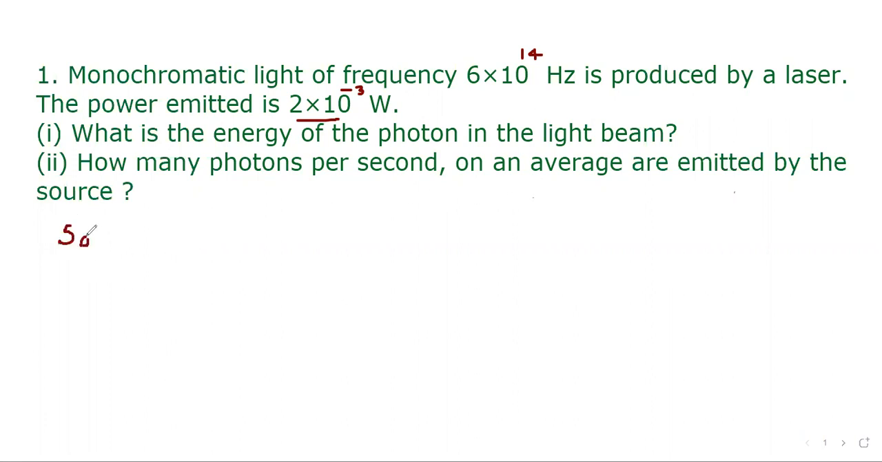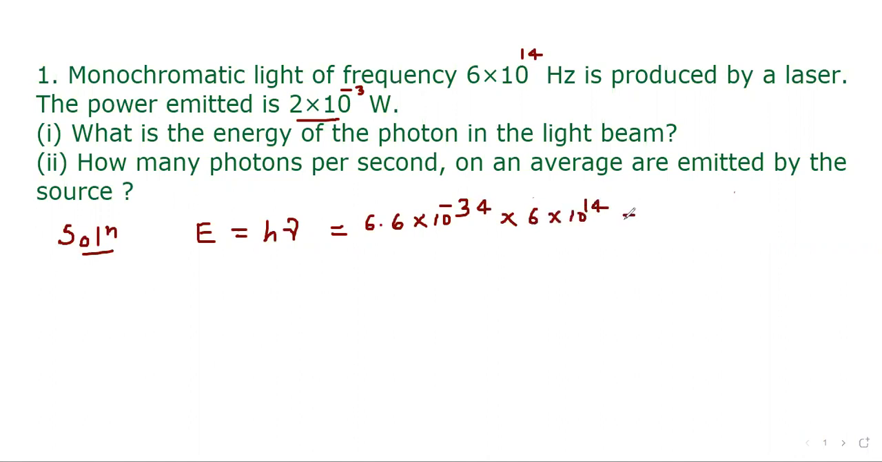Let's solve it. So we know that energy of a photon is given by hν. We are given the frequency, and h we know is 6.6 × 10^-34, and frequency is 6 × 10^14. So if we evaluate, we will get 3.98 × 10^-19 joule. So this is the energy of one photon.